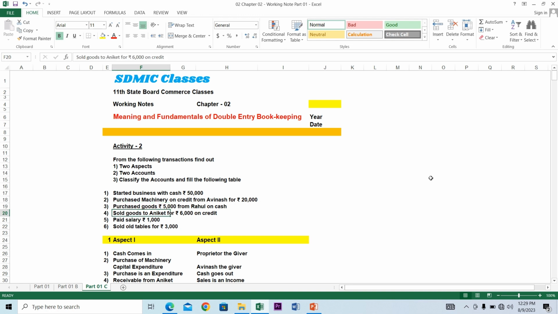Fourth point, sold goods to Aniket for rupees 6,000 on credit. It is mentioned credit. Then fifth point, paid salary rupees 1,000. Sixth point, sold old tables for rupees 3,000. Now let us see. First of all, what are the two aspects we have to find out. Then what are the two accounts. Then classify the accounts, whether it is a real account, a nominal account or a personal account. So those are the steps.